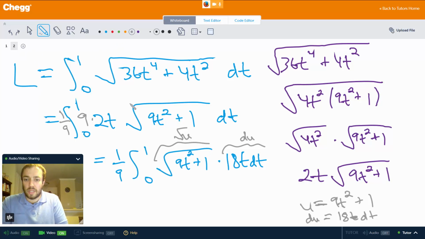So finally, after the substitution, this becomes 1/9 times the integral of root u du. Careful with the limits, we do have to change those. So how do the limits change?